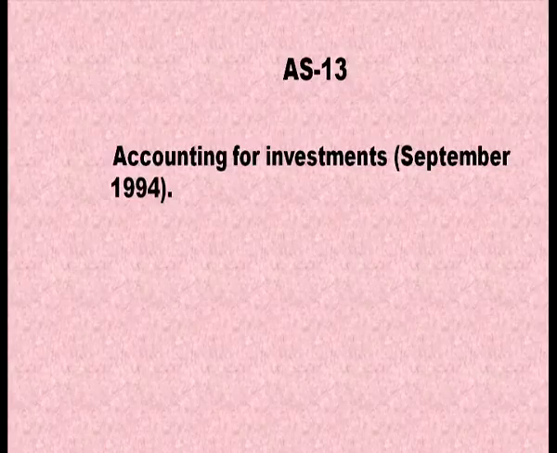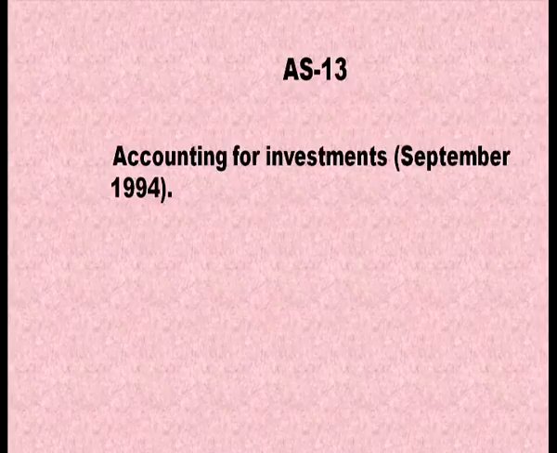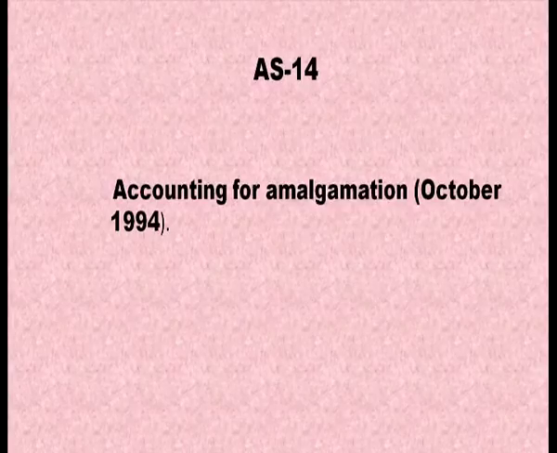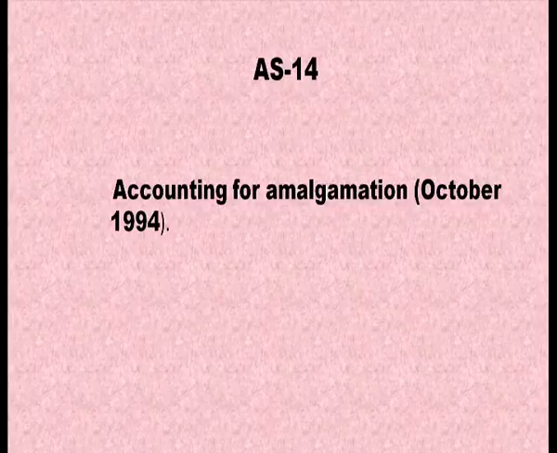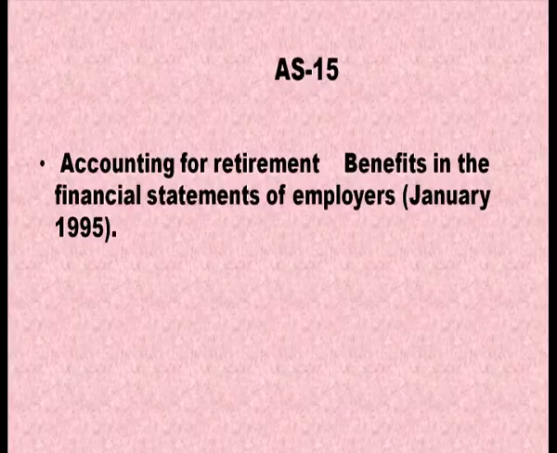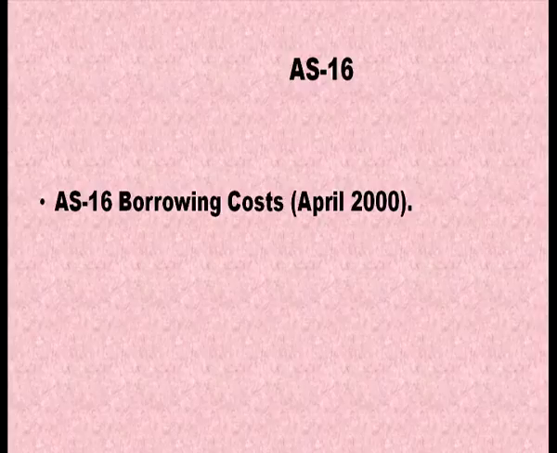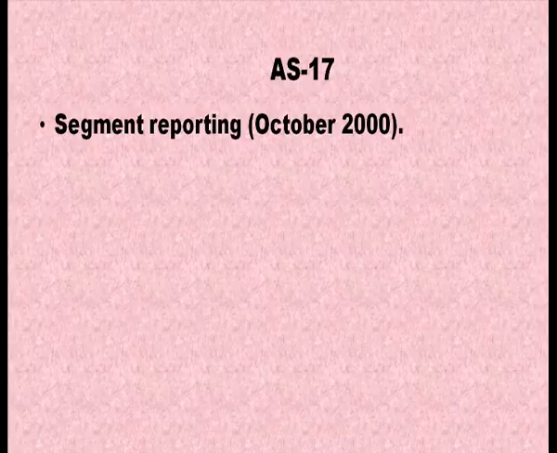AS13, or Accounting Standard 13, deals with accounting for investment. AS14, Accounting Standard 14, deals with accounting for amalgamation. Accounting for retirement benefit in the financial statements of employers is in Accounting Standard 15. AS16 deals with borrowing cost. Accounting Standard 17 is about segment reporting.